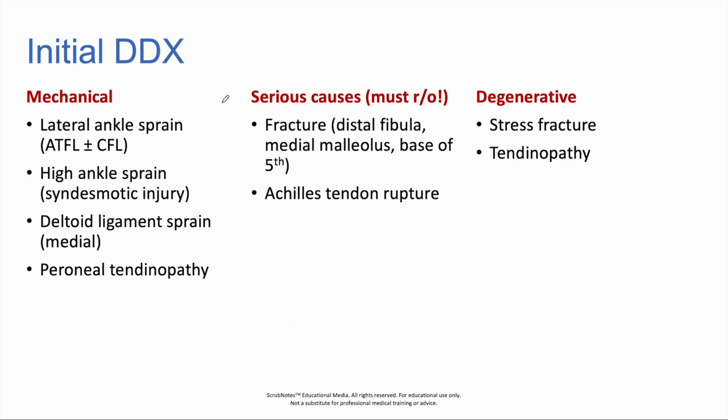This is our starting differential for ankle pain. Instead of memorizing dozens of diagnoses, we group them into categories. So mechanical causes like lateral ankle sprain, syndesmotic injury, deltoid ligament sprain, peroneal tendinopathy, and then we have serious causes like fracture or an Achilles tendon rupture. And don't forget overuse causes like stress fracture or tendinopathy. The goal is not memorization, it's identifying which bucket the patient falls into.